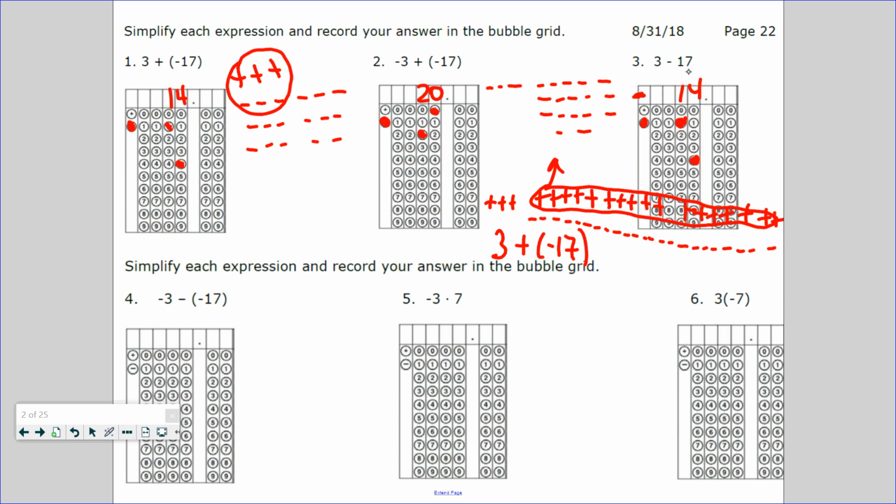Again, the shortcut is called add the opposite. Keep the 3. Turn the subtraction into adding, and the opposite of 17 is negative 17.